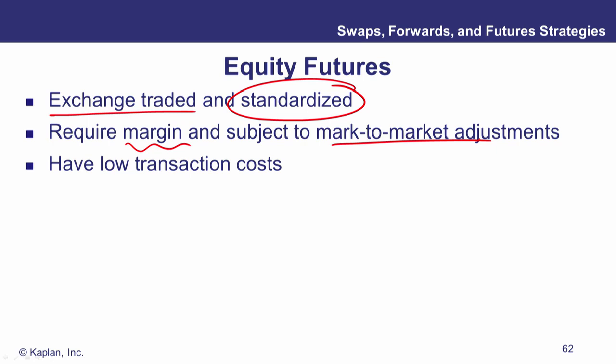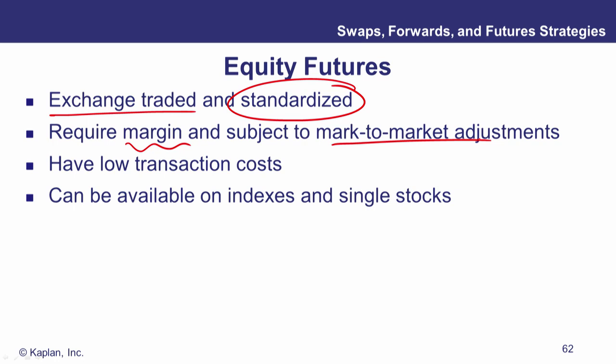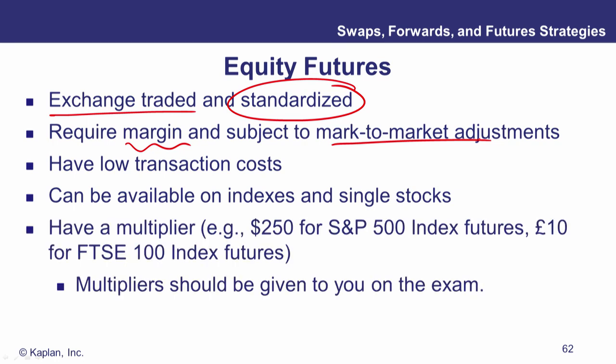But they do tend to be relatively liquid and have relatively low transaction costs relative to OTC contracts, and they are available on most major indices and even single stocks. What we tend to find is the way that these contracts are structured is they'll be quoted in index points in terms of their price, and then there'll be some sort of monetary multiplier that you need to scale up by to get to the monetary value of one contract, or technically the monetary exposure of one contract.